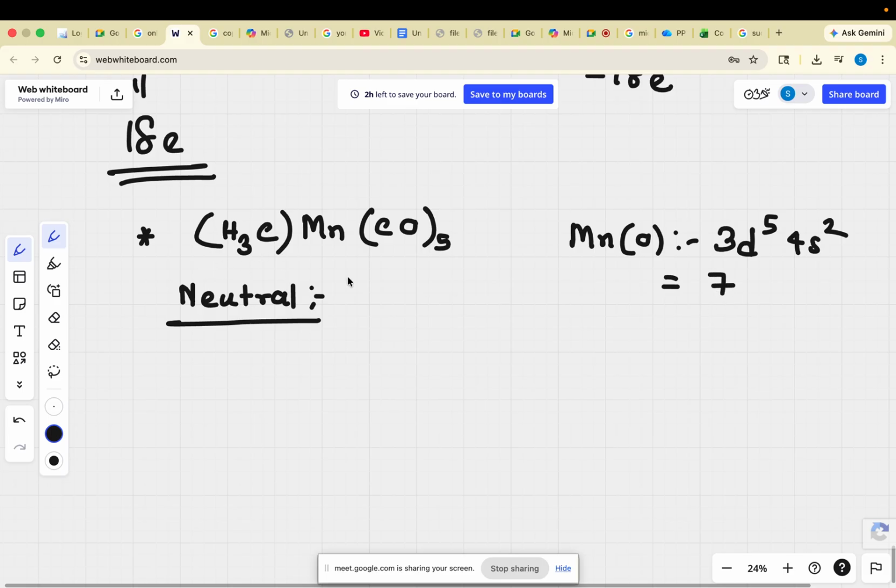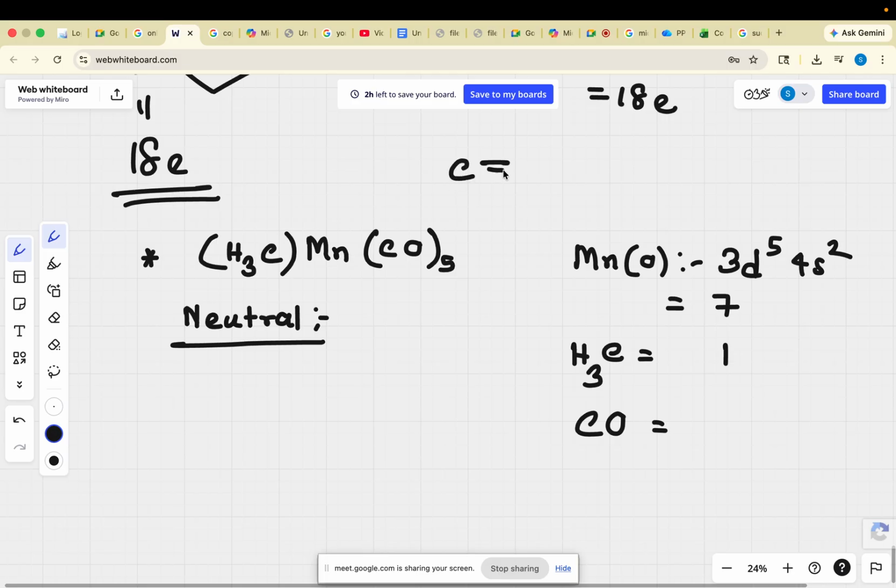Now think about this methyl, CH3. How many electrons will CH3 donate if you follow the neutral method? Neutral method means homolytic cleavage. If you do homolytic cleavage of this carbon-manganese bond, this methyl will donate 1 electron. And how many electrons will each carbonyl donate? Carbonyl is a neutral ligand. It has a lone pair which is donating.